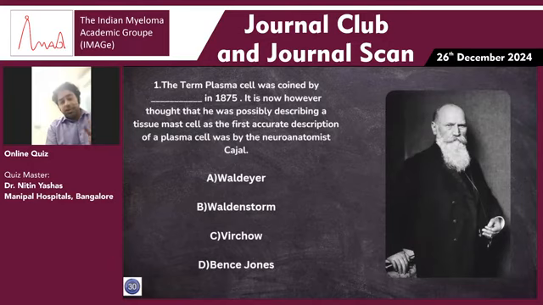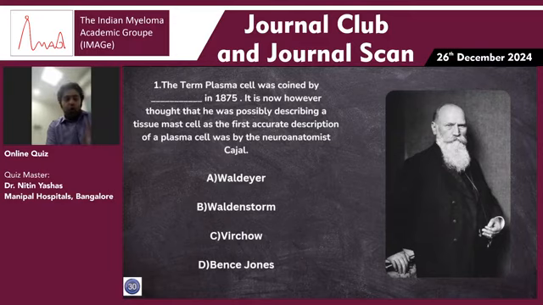You have about 30 seconds to answer each question. Your first question: let's talk a little bit about history. Who coined the term plasma cell? It's actually believed that he was describing a tissue mast cell, whereas the accurate description was by Cajal. Was it A, Waldeyer, B, Waldenstrom, C, Virchow, or D, Bence-Jones? 20 seconds left on the clock. Who actually coined the term plasma cell?